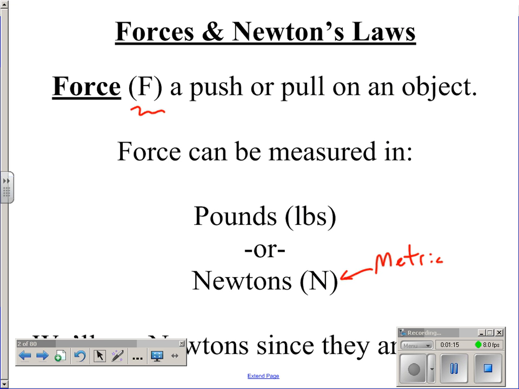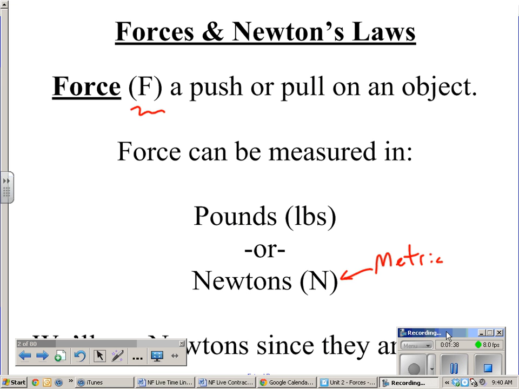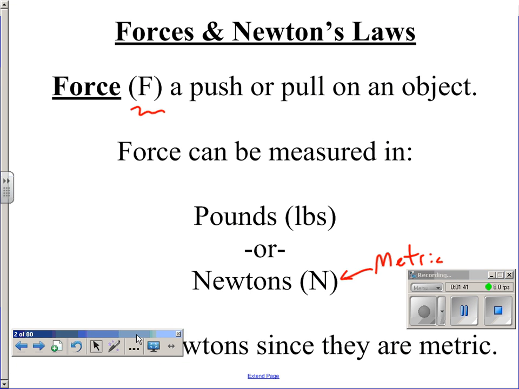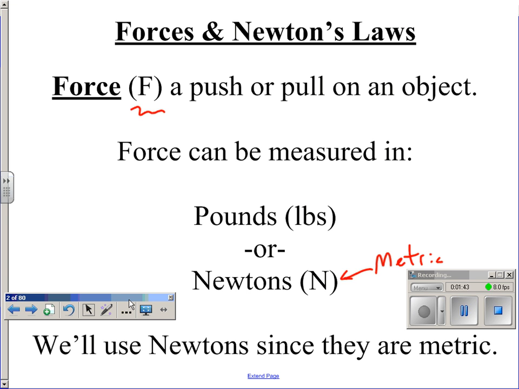So if we were to use the metric system, that example would have worked like this. I would have said that I weigh 750 newtons, which is the same as 150 pounds. Which would have meant that to lift me, you'd need a force of 750 newtons, which is about the same as 150 pounds. All right, those numbers are not exact, but it's an approximation. Okay, so as it says down here at the bottom, we'll be using newtons because they're metric.